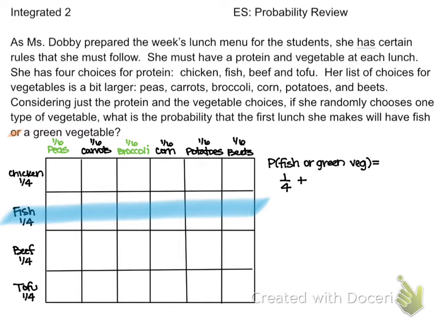Or, okay, green vegetables. Well, with green vegetables, there's a couple of different places that we could be. So we could be the peas, the broccoli. So those were our two green vegetables. So we would add the peas probability and the broccoli probability. However, if you take a look at the table, you see that we've got a couple of overlapping sections. So with those overlapping sections, we need to make sure that we don't double count those boxes, which we are currently doing. So where the blue and the green come together is being double counted.